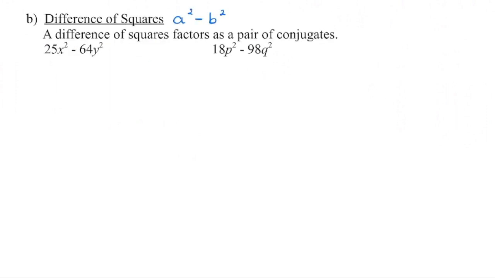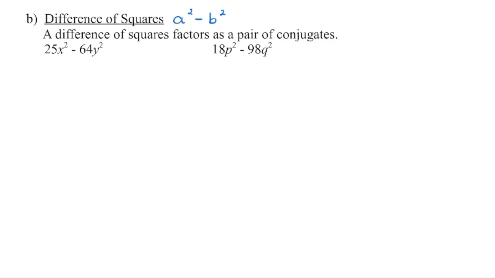If you see an expression with two terms, it's likely going to be a difference of squares. So check, are we subtracting? Are both terms perfect squares? If that's the case, we're going to factor them as a pair of conjugates. So remember, they have the same terms in the bracket. One is a plus, one is a minus.